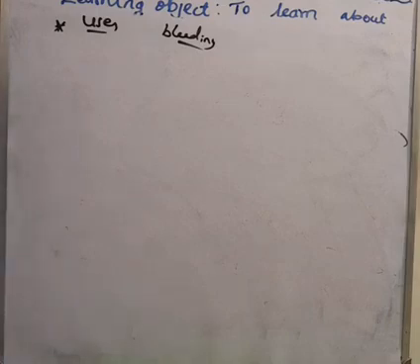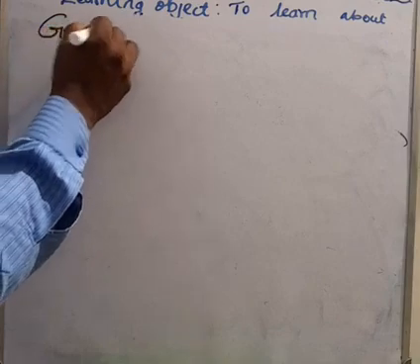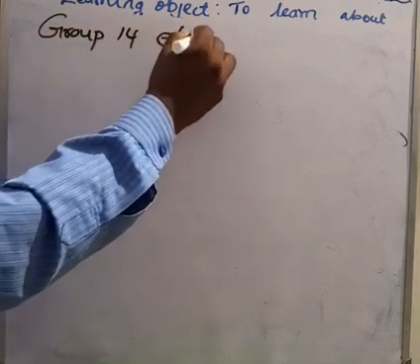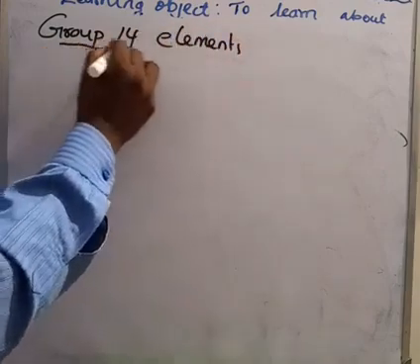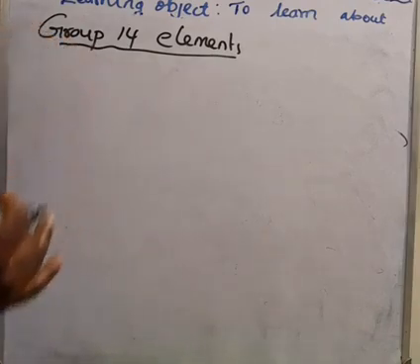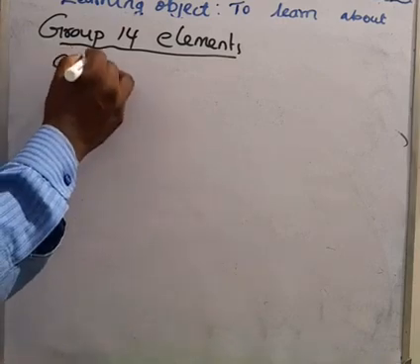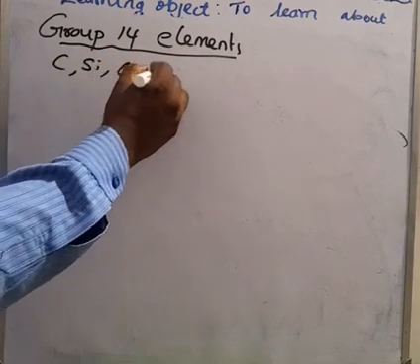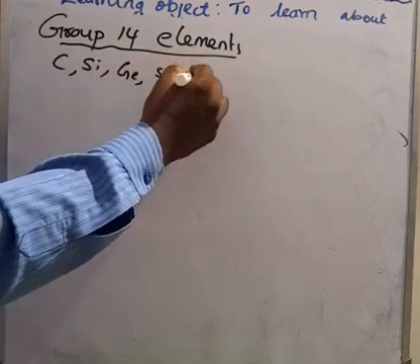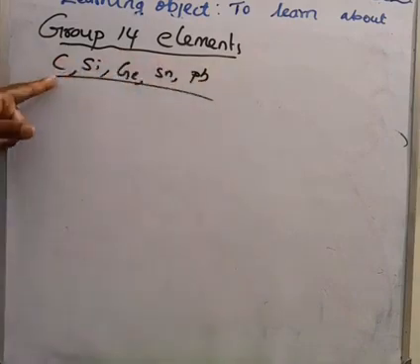Okay. Next, what are the group 14 elements? Carbon, silicon, germanium, tin and lead are called group 14 elements. We know that carbon is found in native form as graphite, coal, crude oil, and also in some carbonate rocks.